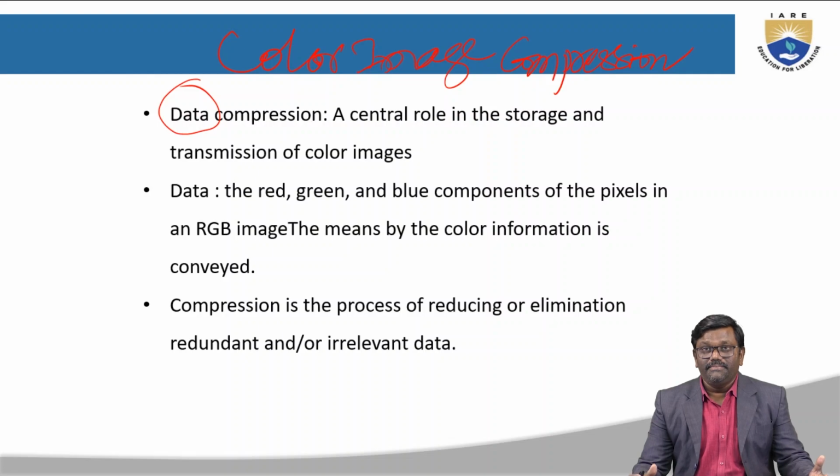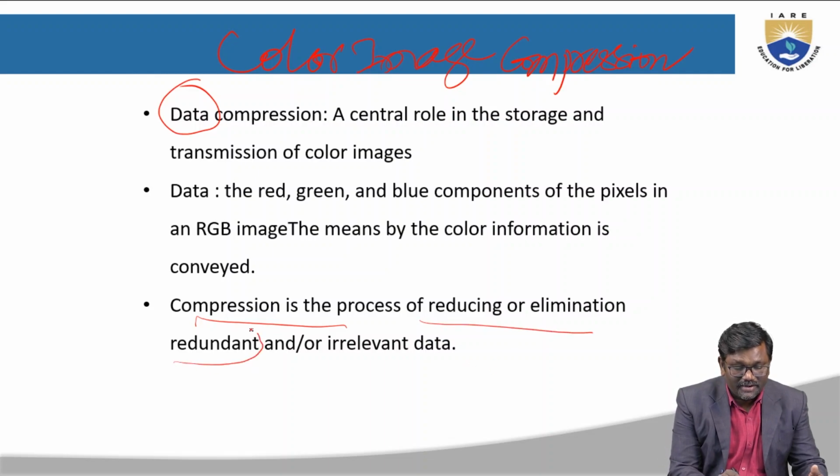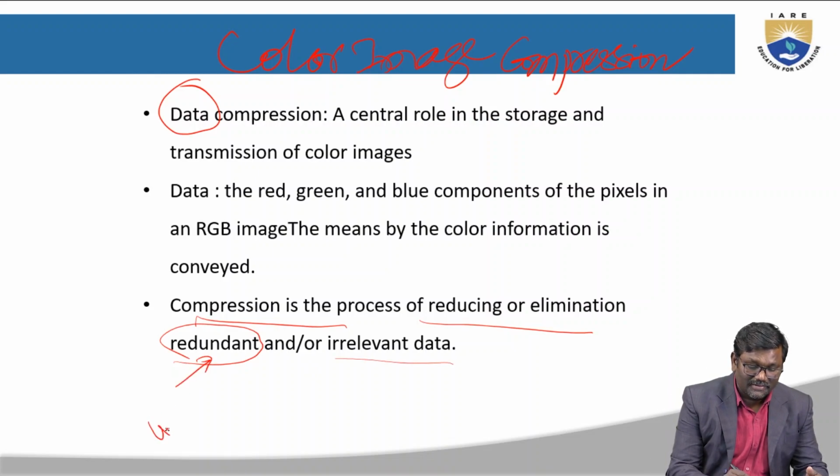Data compression plays a central role in the storage and transmission of color images. Data here means the red, green and blue components of the pixels in an RGB image, by which the color information is conveyed. Compression is the process of reducing or eliminating redundant or irrelevant data. What do we mean by redundant? Unnecessary data, which is going to be eliminated.